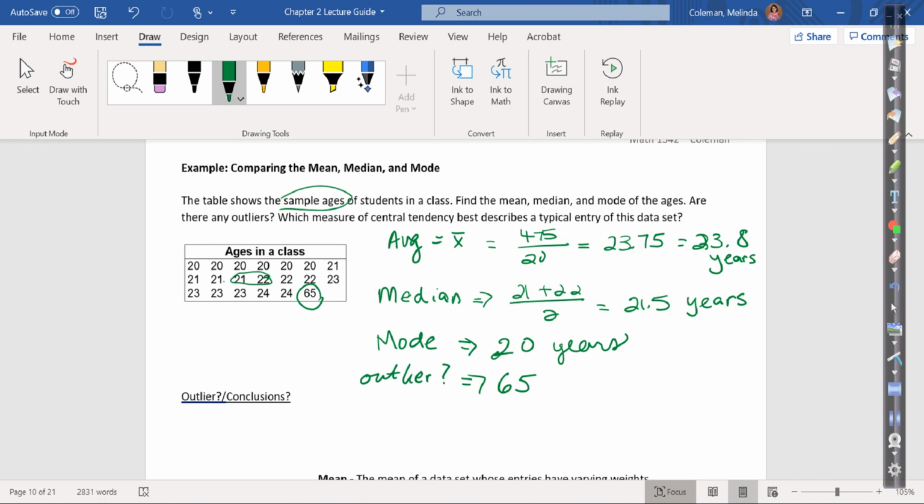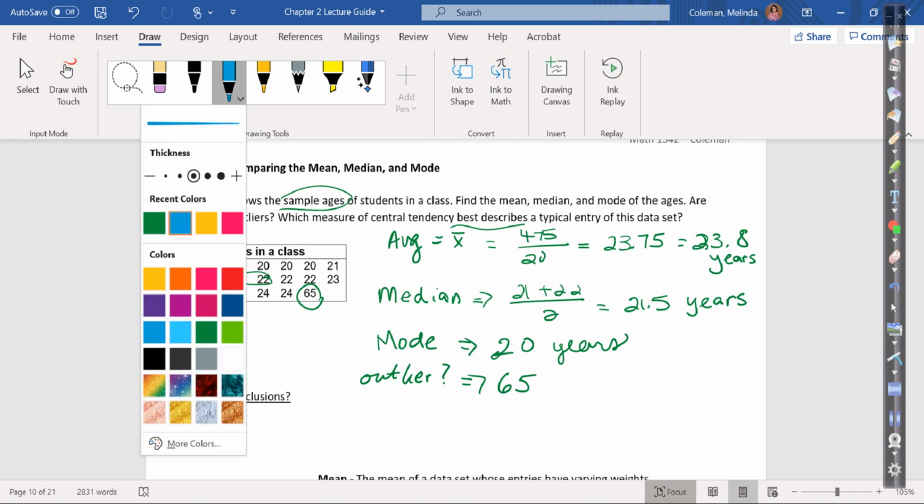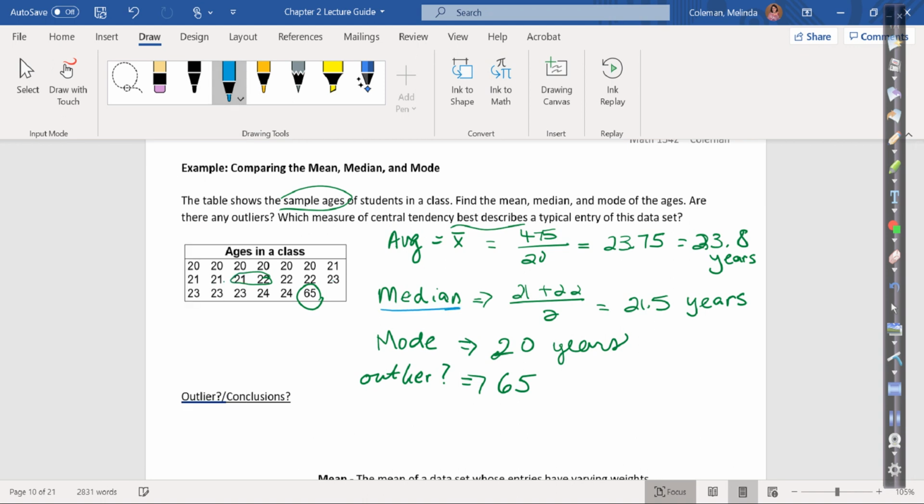Right? So then the question says, which measure of central tendency best describes the typical data? Well, since 65 is an outlier, it doesn't influence the mode, and it doesn't influence the median at all. Since the median is the middle number, it doesn't really influence the median. It doesn't really influence the mode.